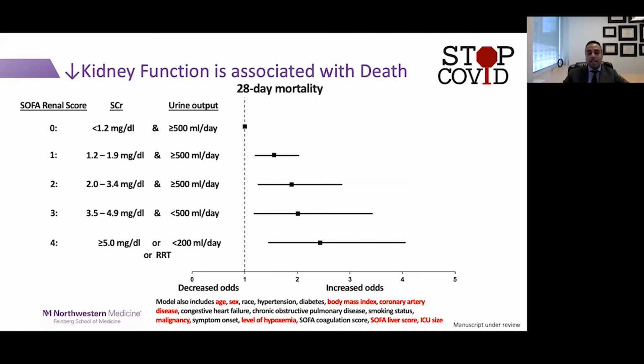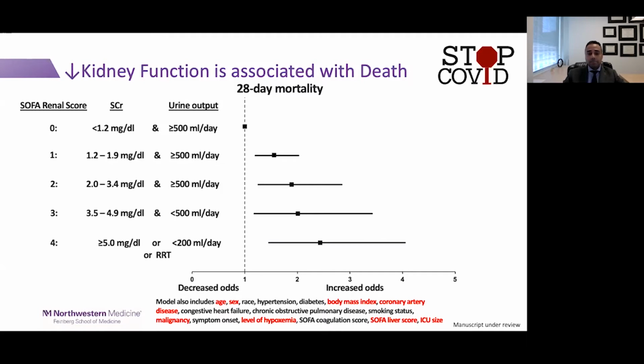And what we see is that decreased kidney function is independently associated with death, and almost in a stepwise relationship. Individuals with a score of 3 or 4 are at over 2-fold increased odds of 28-day mortality. This model also included other demographic and risk factors for mortality in the ICU, and in red are other independent risk factors for 28-day mortality.